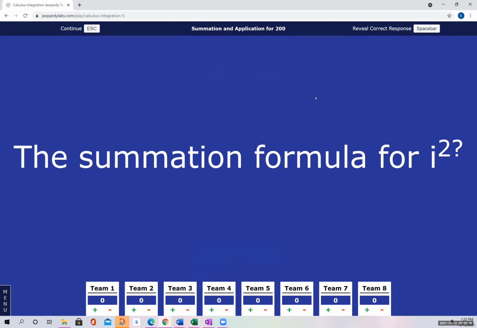I guess this is kind of like a review, and it would be helpful if we knew what the summation of i squared is for when we're looking at the area under rectangles. So I'm going to pause the recording, see if you guys have it, and then we'll talk about it. But that's more of just a kind of a memorization.